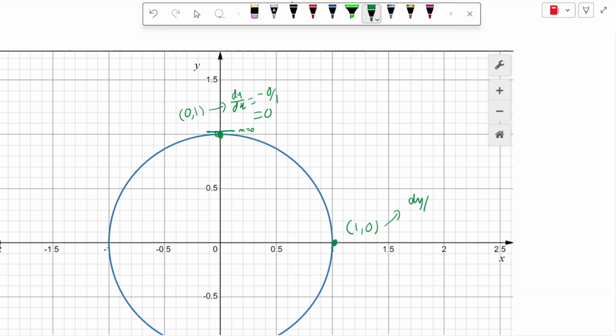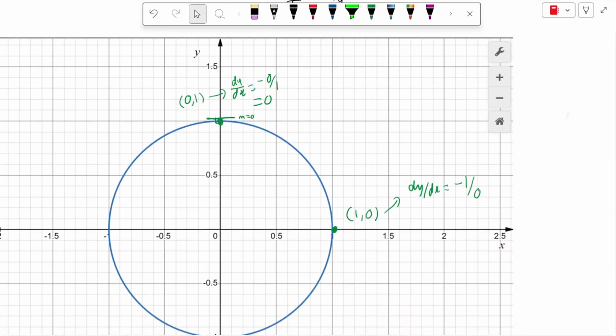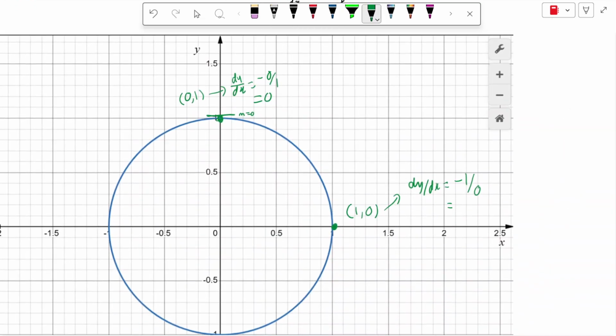If we have another point, for example, this one, so this is at (1, 0). So dy dx here would be the x value, so minus 1 over 0. Remember, there's a minus sign in the whole formula. So that would give us undefined. I'm hoping that we can agree that the slope here is undefined because it's going straight up and down.